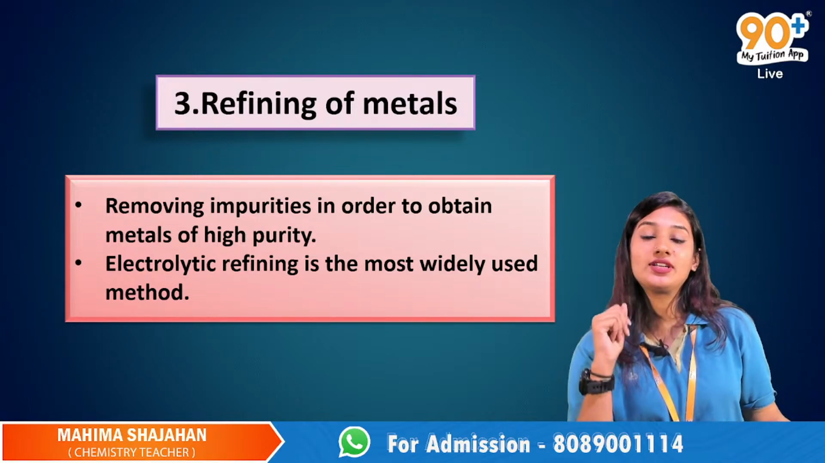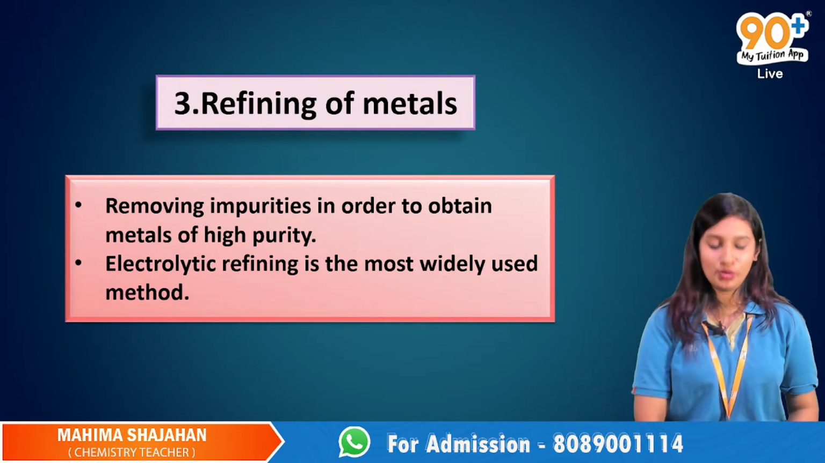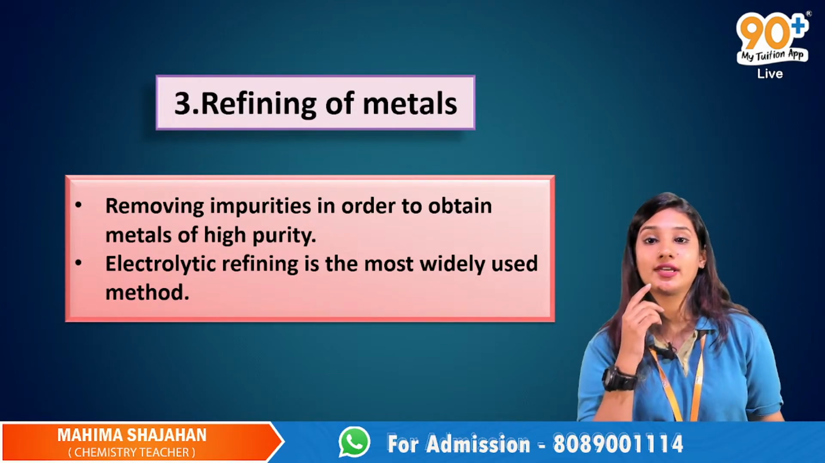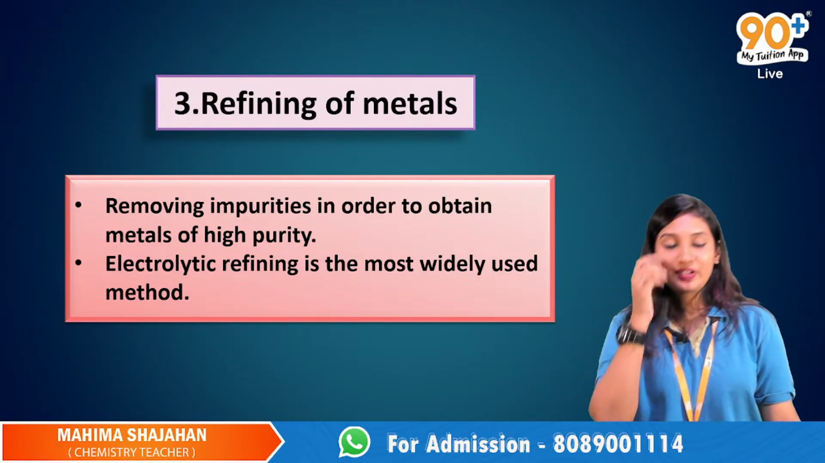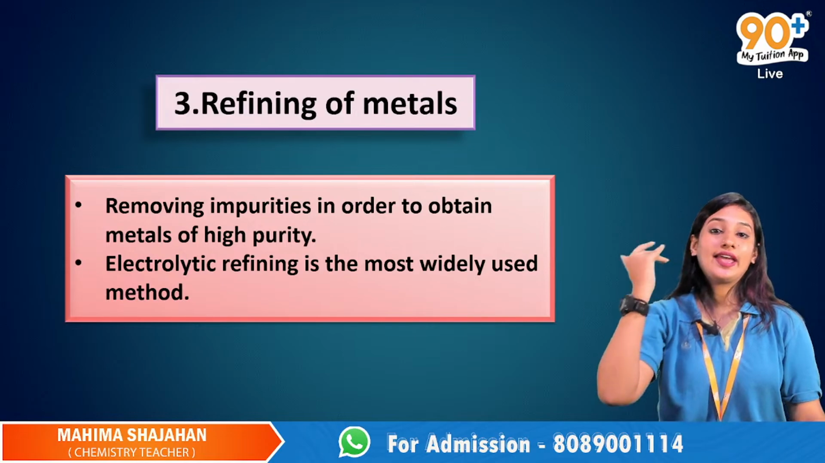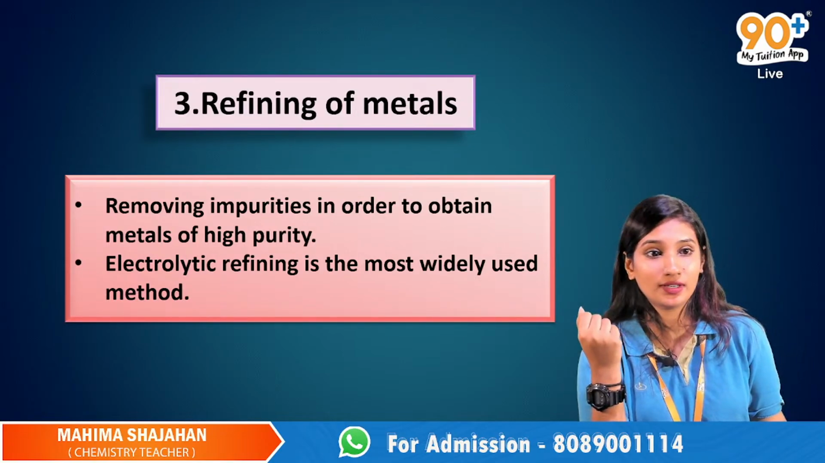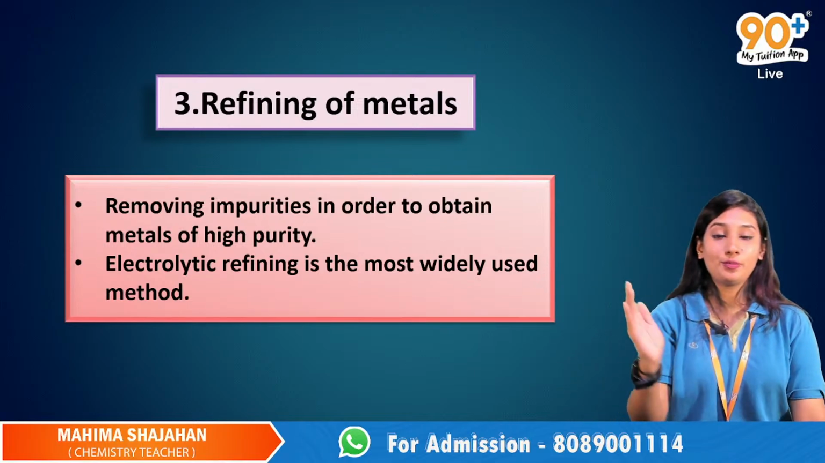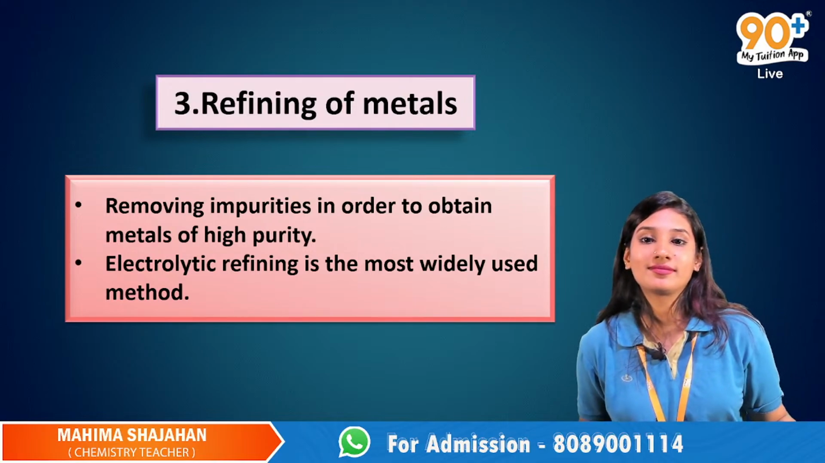Then we discussed corrosion. We saw rusting of iron, then tarnishing of silver and corrosion of copper. Then the ways in which you can prevent corrosion. ഇതാണ് നമ്മൾ ഇത്രയും ചാപ്റ്ററിൽ കണ്ടത്.